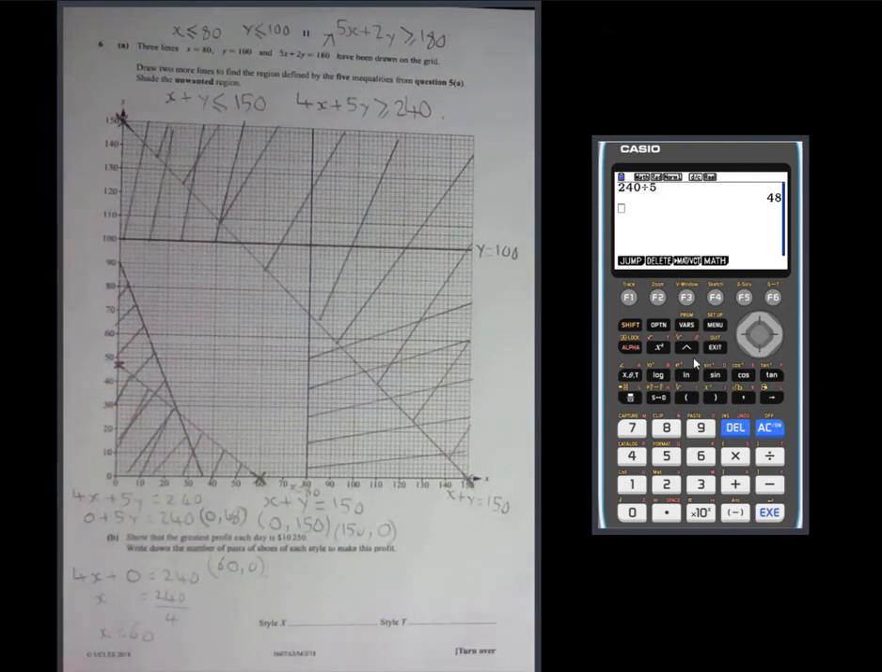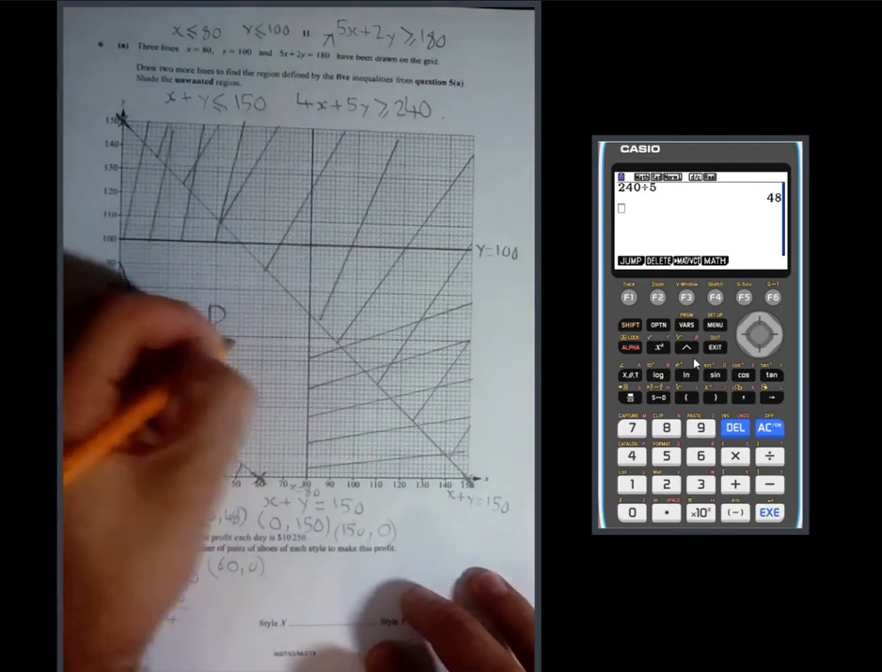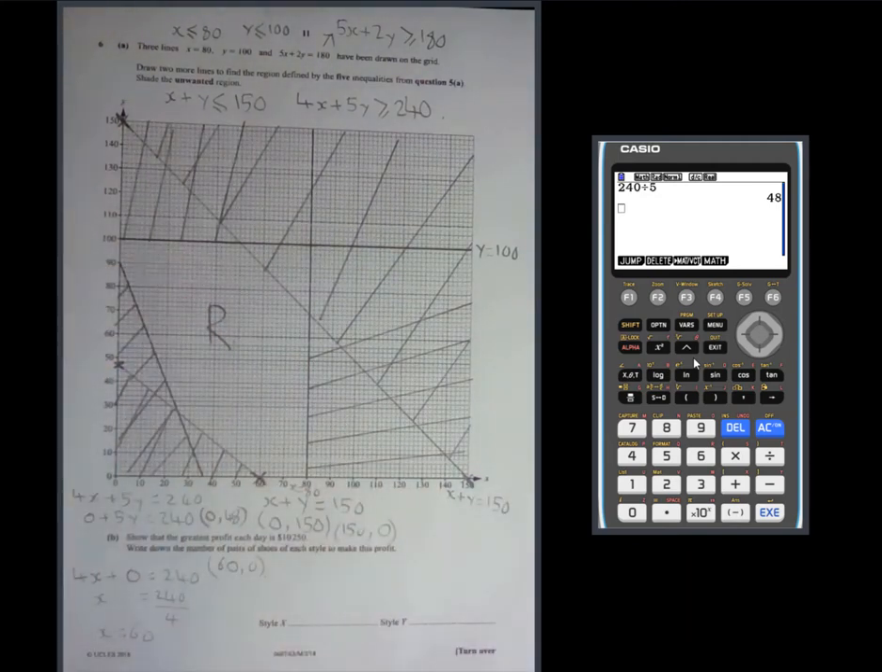So we are now left with a feasible region R. So this now is our region. Once all the constraints have been taken into account, this gives all the possible values of x and y, and then we're looking now to maximize. Show that the greatest profit is $10,250. So what we need to do is find the maximum value in this region.